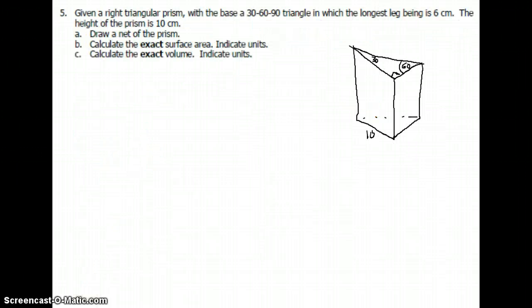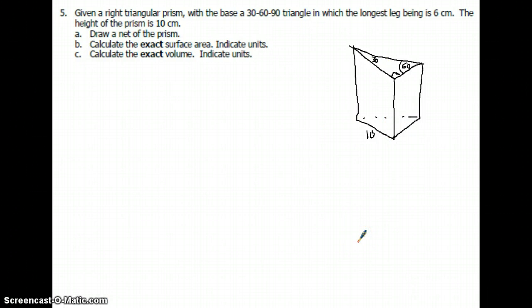Okay, so now we're talking about a 30-60-90 based prism. Be careful about that, I can see somebody actually doing a pyramid. The longest leg, that would be the side that's not the hypotenuse, is the side opposite the 60. The height of the prism is 10 also.